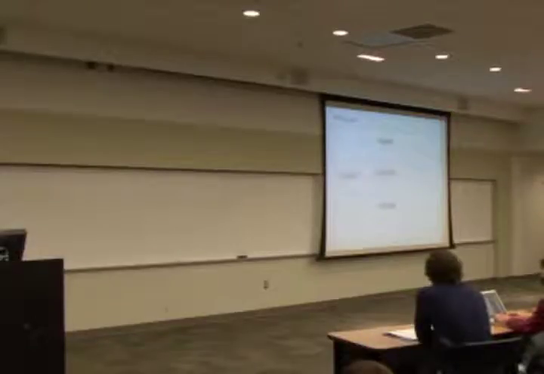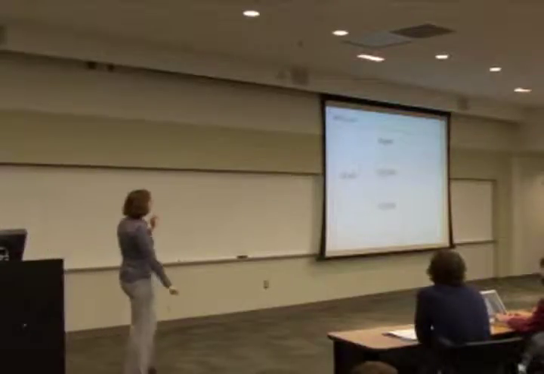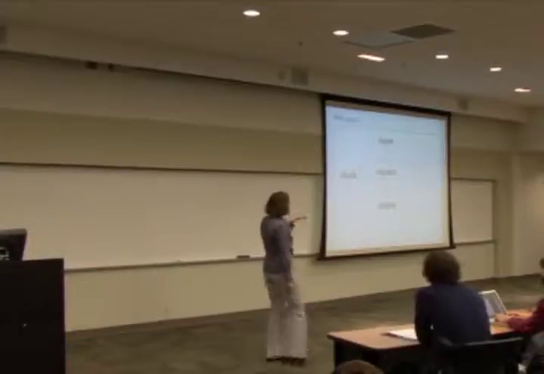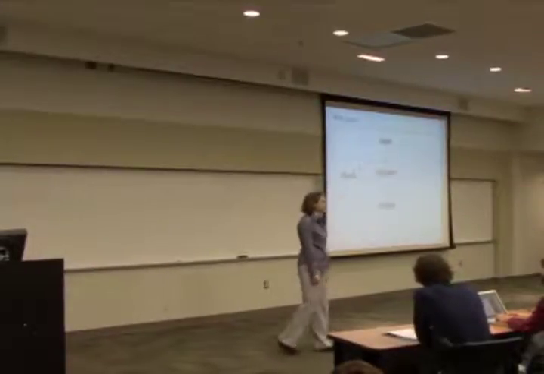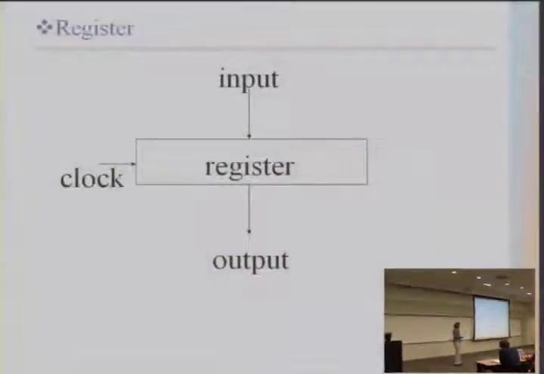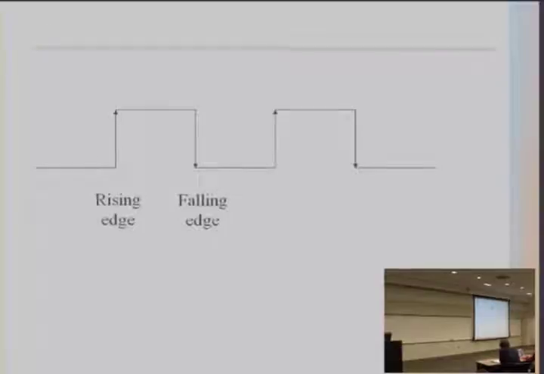So you saw how a register looks. Basically, you need a clock to tell it when to read the input and when to load out the output. Basically, you need an orchestrator to tell the units when to run. And then you talked about rising and falling edge, right? How you start the clock.